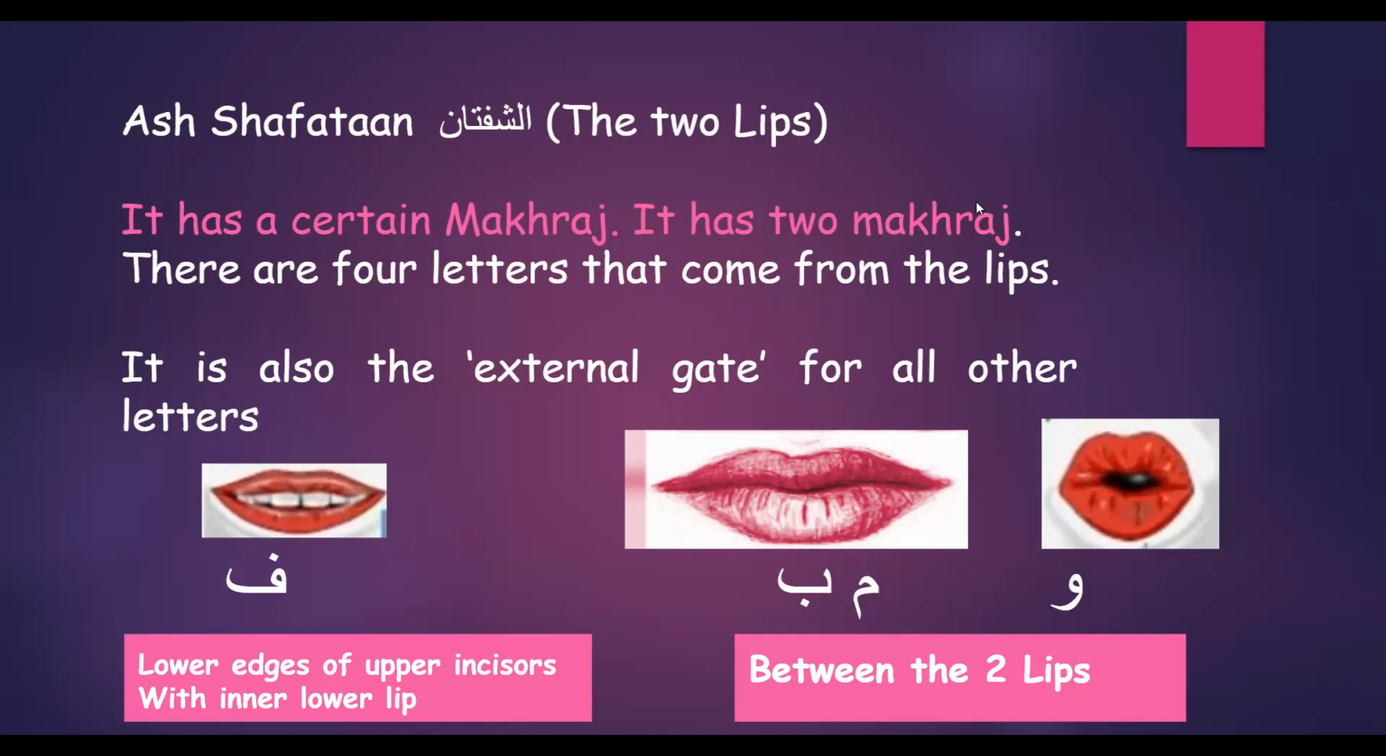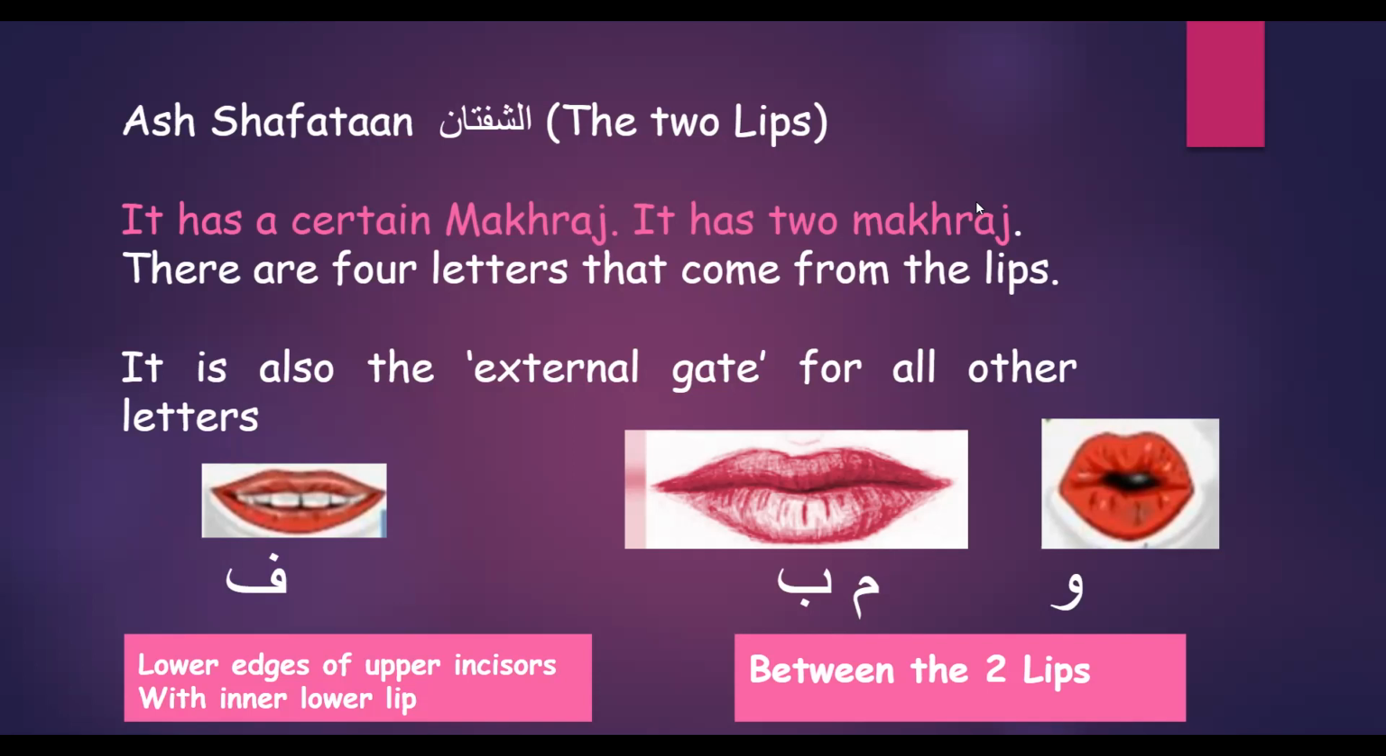In today's lesson, inshallah ta'ala, we'll be learning about the makhraj of Ash-Shafataan. Ash-Shafataan, which means the two lips. We have 4 letters that come from this makhraj. Ash-Shafataan is one of the 5 main Makhaarij.